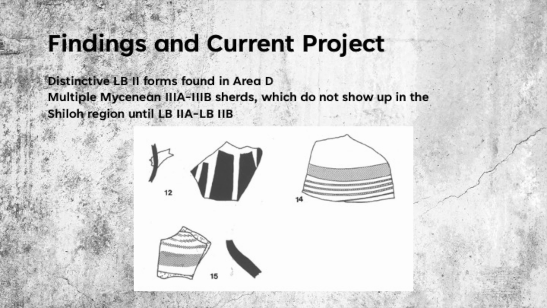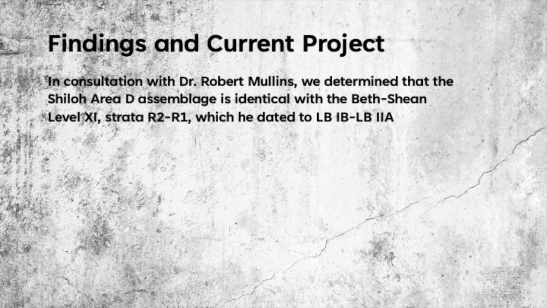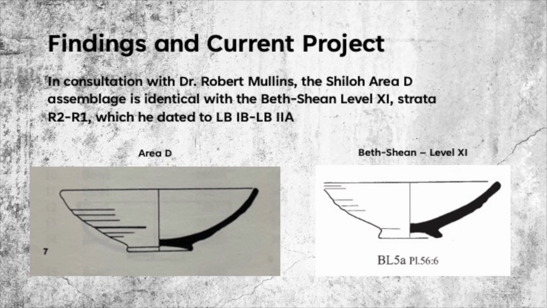In consultation with Dr. Robert Mullins, we've determined that the Shiloh Area D assemblage is identical with the Bet Shean Level 11, Strata R2, R1, which he dated to Late Bronze 1B, Late Bronze 2A. And here are just a few parallels that were pulled in comparison.